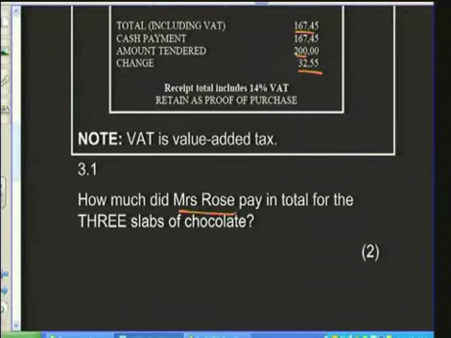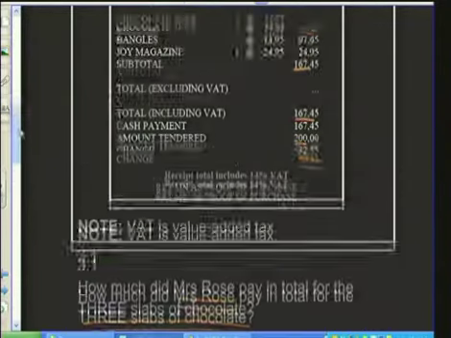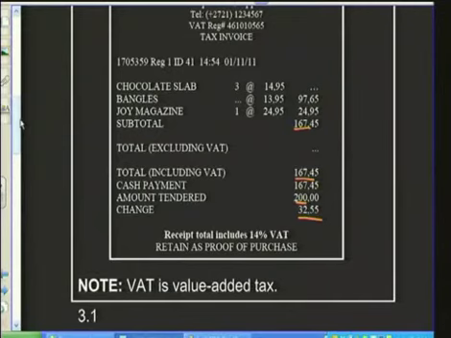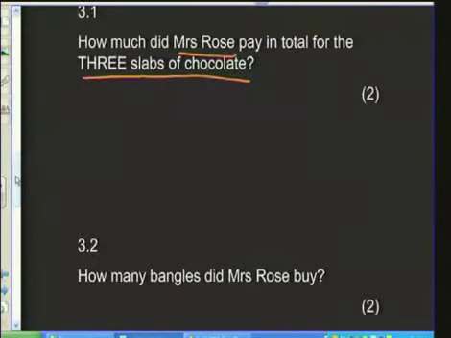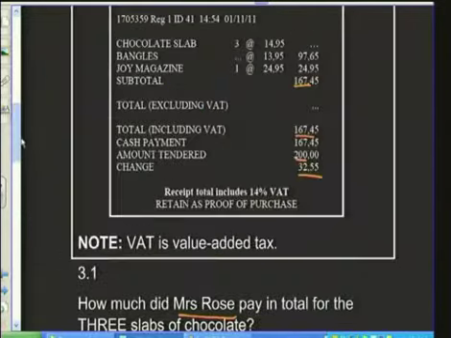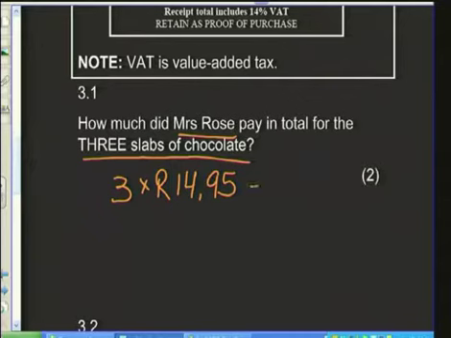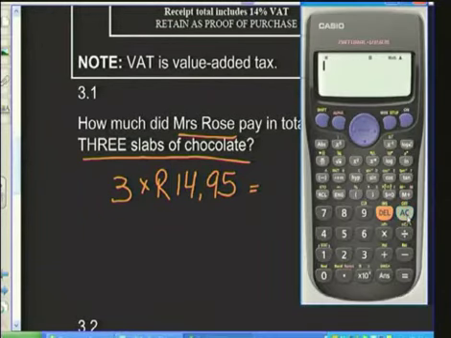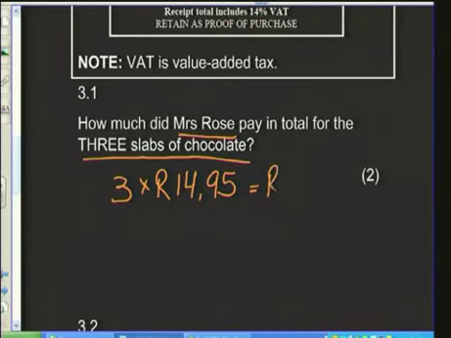How much did Mrs. Rose pay in total for 3 slabs of chocolate? Well, for our 3 slabs of chocolate, she paid $14.95 each. So we take our 3 slabs of chocolate and we times it by $14.95. $14.95 times 3 to get our total. And we see that's $44.85. Have we answered the question? How much did she pay for the 3 slabs? We've done that, got those marks.